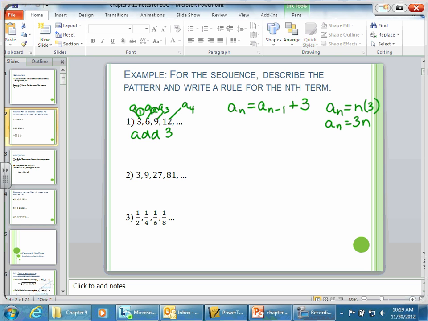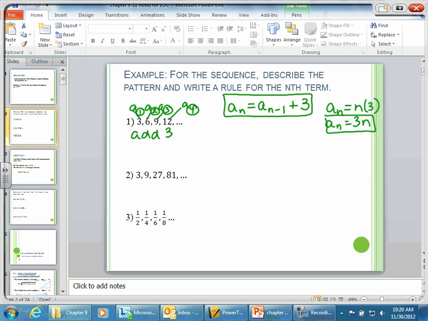If our n is 2, 2 times 3 is 6. When our n is 3, 3 times 3 is 9. And when our n is 4, 4 times 3 is 12. So these are 2 different ways. This is a general rule. This works. However, you have to know the previous term in order to apply it.